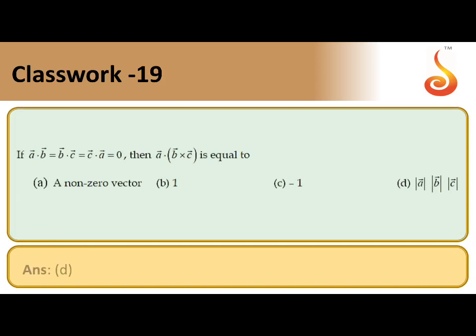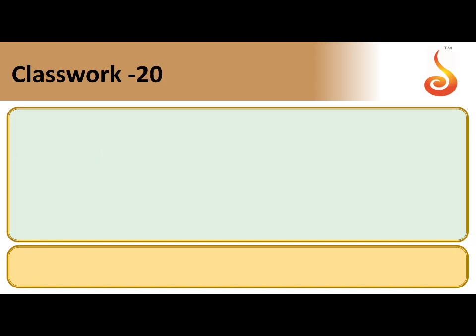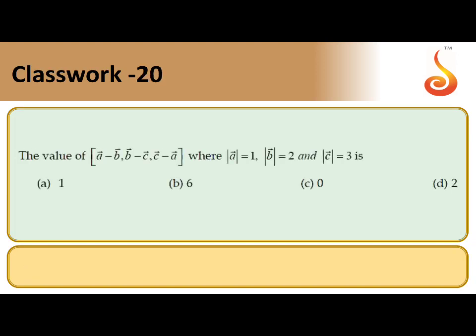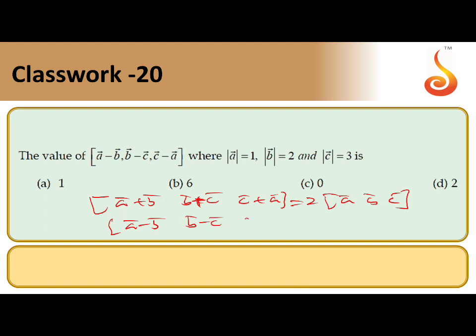Check the answer. Option D is the right answer. Next. So we need the box of A minus B, B minus C, C minus A. Modulus A is given, modulus B is given, modulus C is given. So there are two standard results. One is box of A plus B, B plus C, and C plus A. This value is 2 times box ABC. I gave this formula in Synapse also. And the other one is A minus B, B minus C, C minus A, that equals 0.